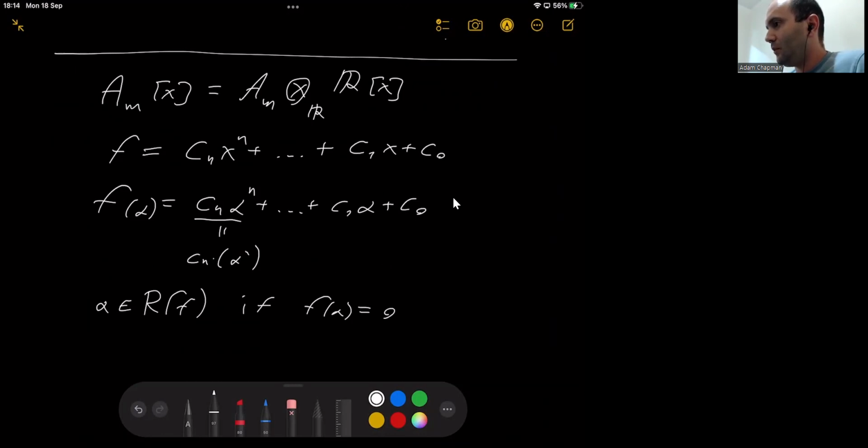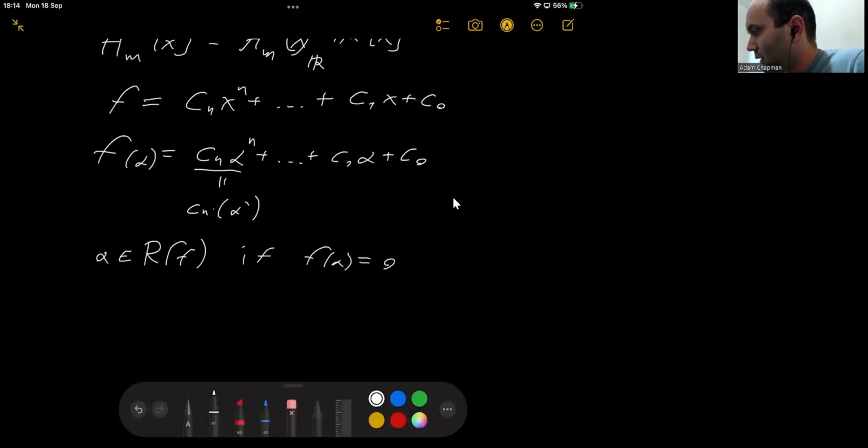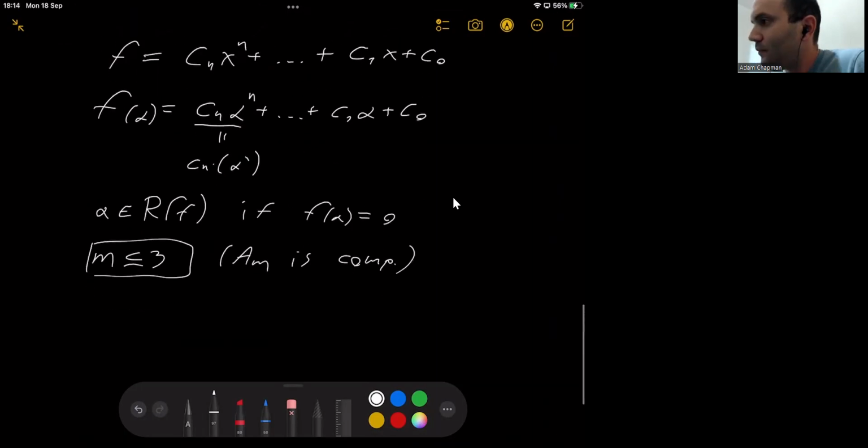And I think the motivation comes from what we know about composition algebras. So I'll start now by talking about what we know about composition algebras. I'm restricting the discussion in the next 2 minutes to the case of m less or equal to 3, which means that A_m is composition. So here we do know several things.